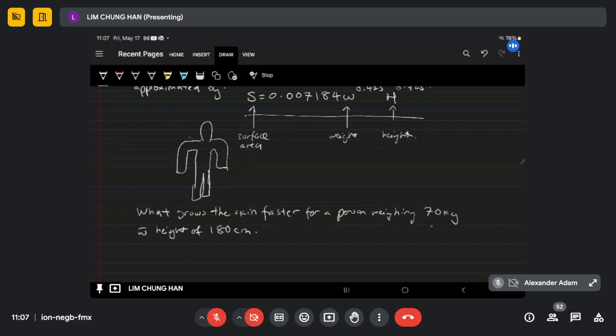So there's a person who has a height of 180 cm and a body weight of 70 kilograms. If I want to increase his skin area, do I need to make him taller or do I have to make him heavier? So what grows the skin faster, weight or height? Strange question, huh?